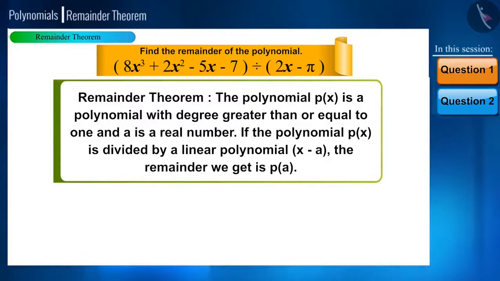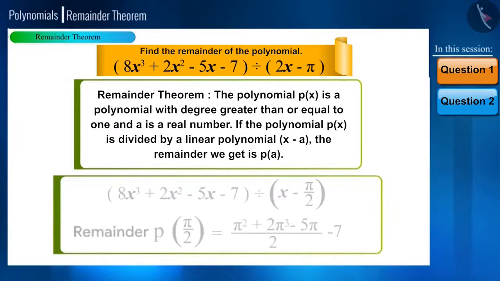Now let's see the solution using remainder theorem. Let's assume p of x is a polynomial with degree greater than or equal to 1 and a is a real number. If the polynomial p of x is divided by a linear polynomial x minus a, the remainder we get is p of a.